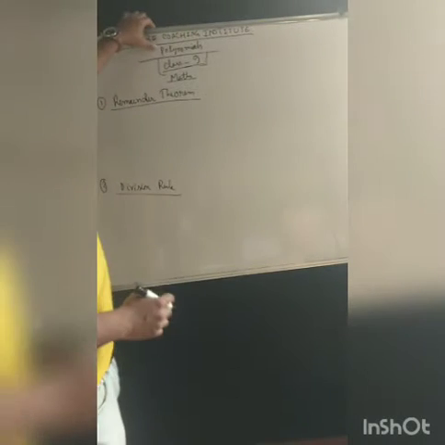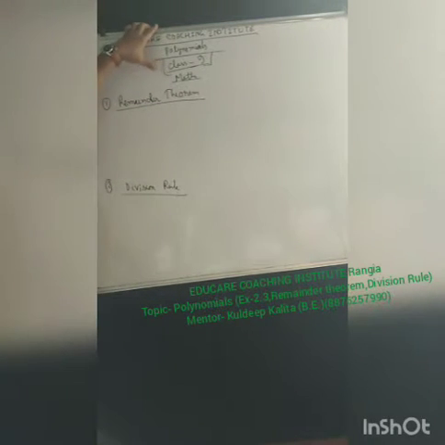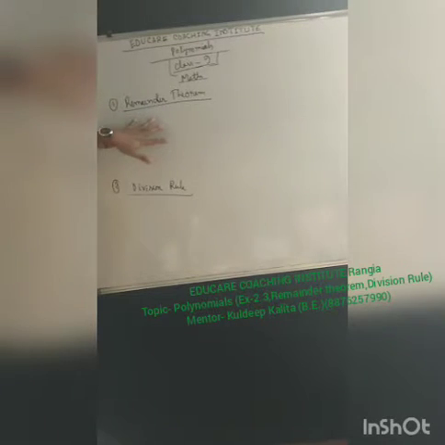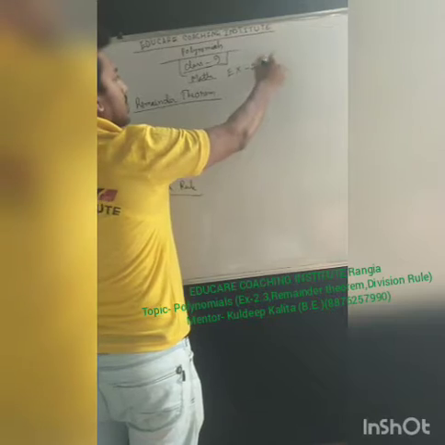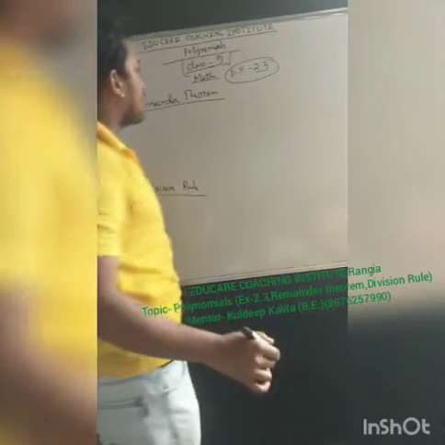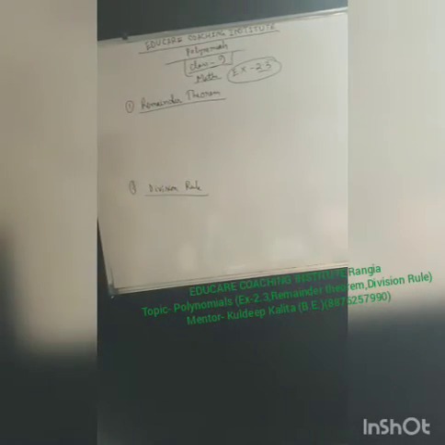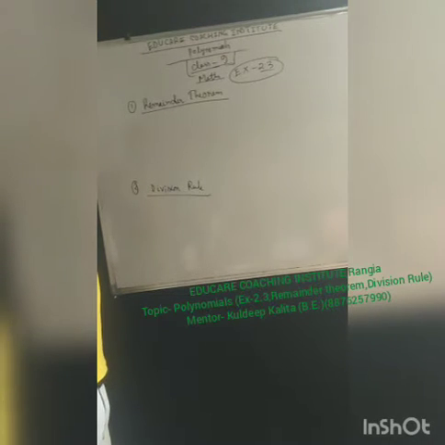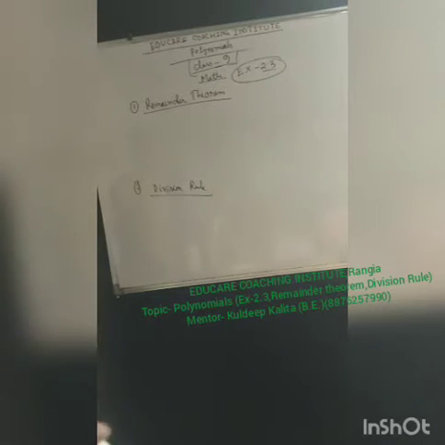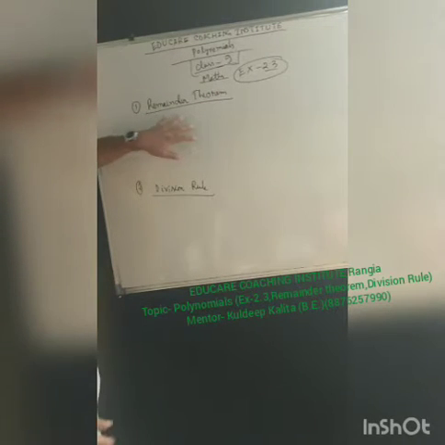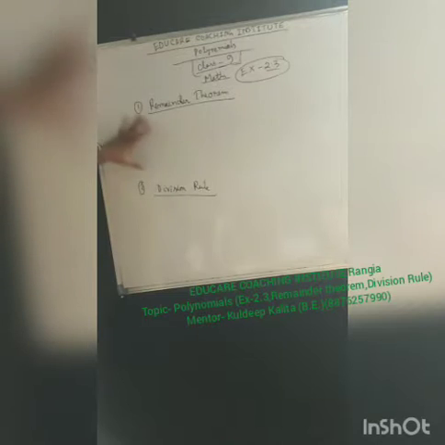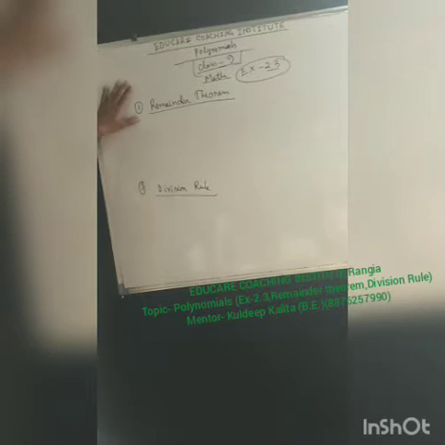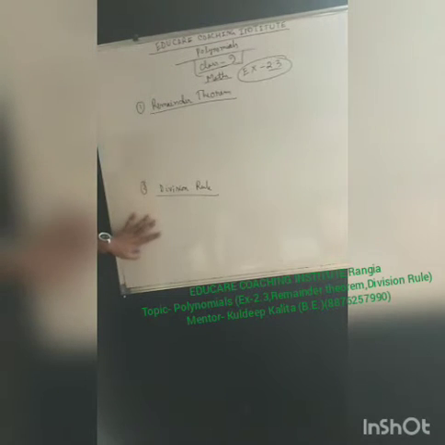From polynomials, class 9 maths subject. Exercise 2.3. Last class we discussed up to exercise 2.2, and we have done some numericals. So today, from exercise 2.3, we have two important points: the remainder theorem and the division rule.